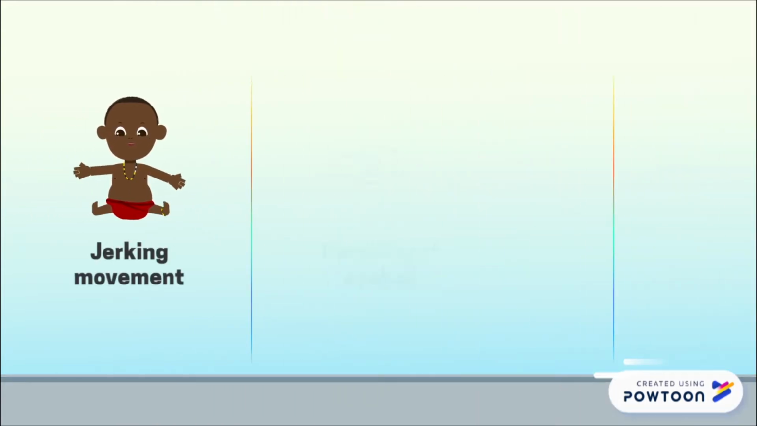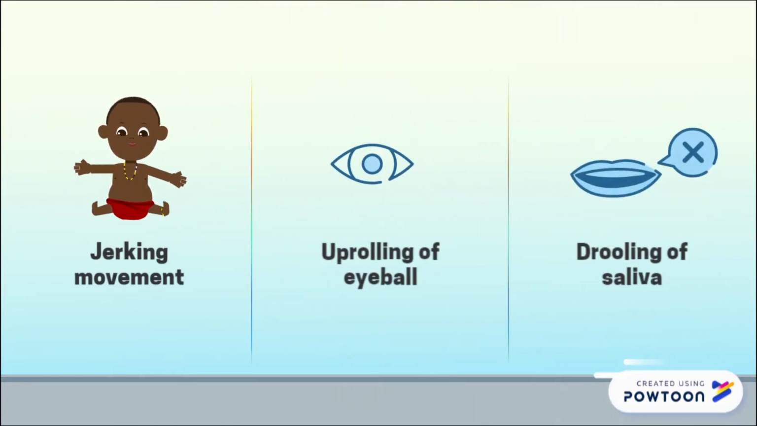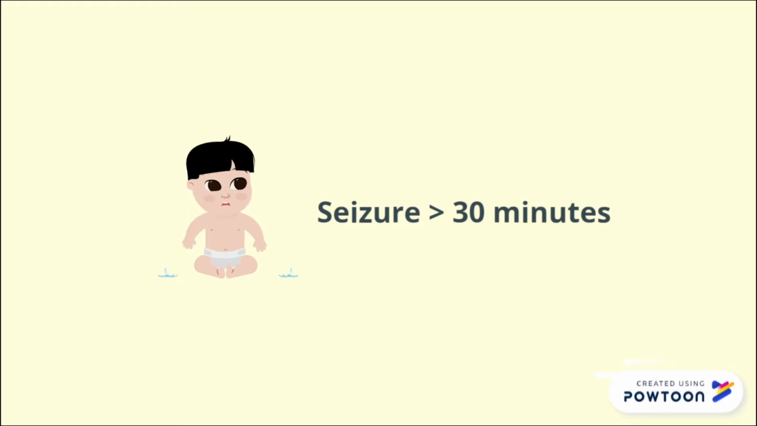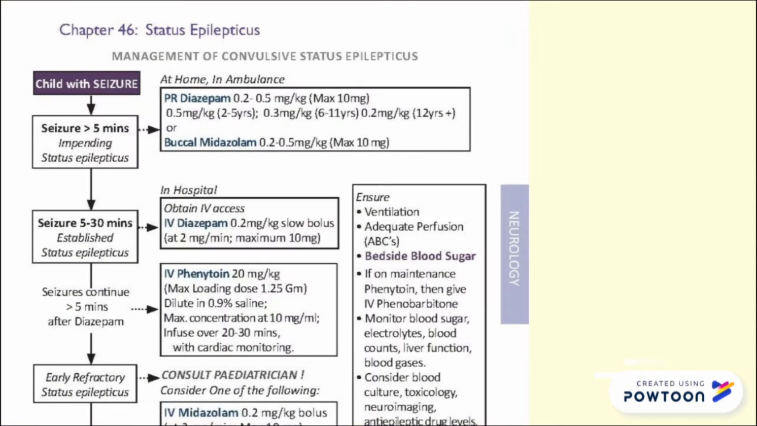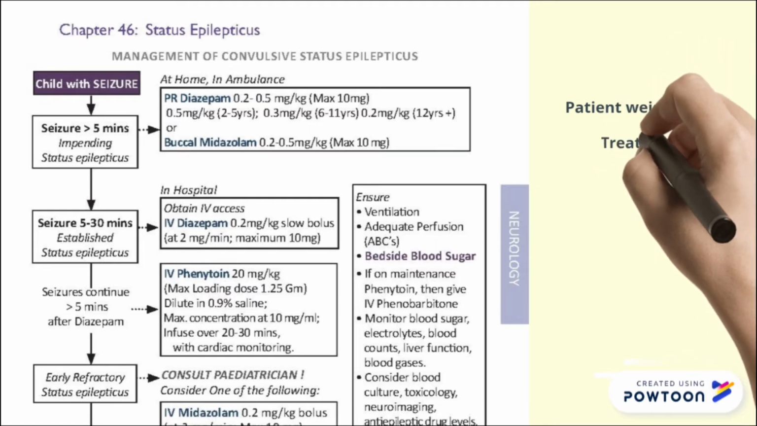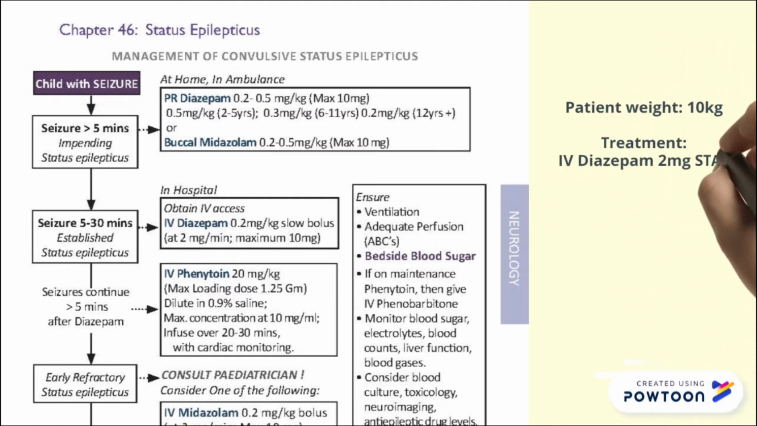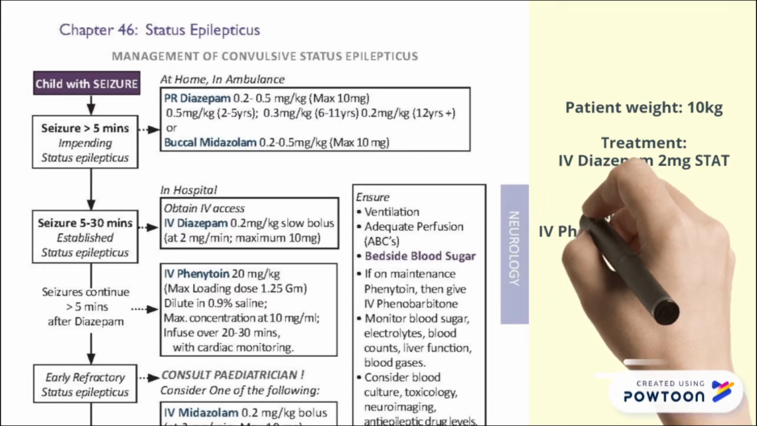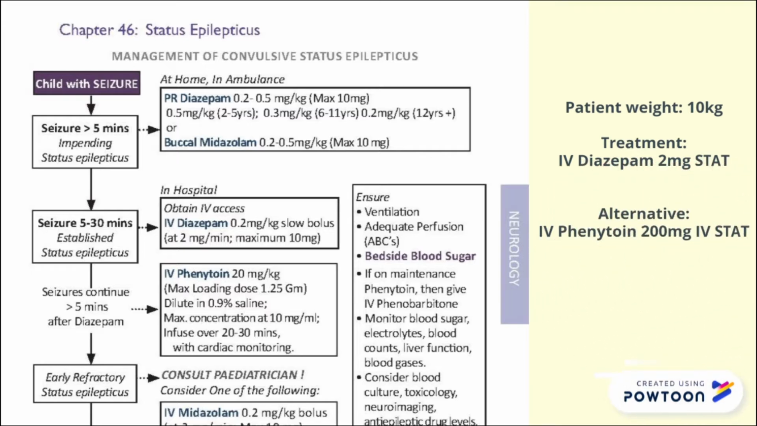The patient experienced jerking movement, uprolling of eyeball, drooling of saliva, which are the symptoms of generalized tonic-clonic seizure. Since the seizure lasts for more than 30 minutes, based on pediatric protocol for addition, the treatment given should be IV diazepam 0.2 mg per kg, in this case 2 mg stat, followed by IV phenytoin 200 mg stat if patient develops seizure more than 5 minutes after diazepam initiation.